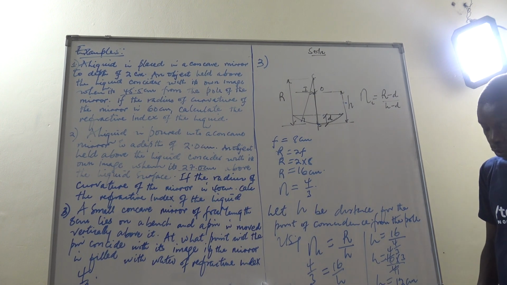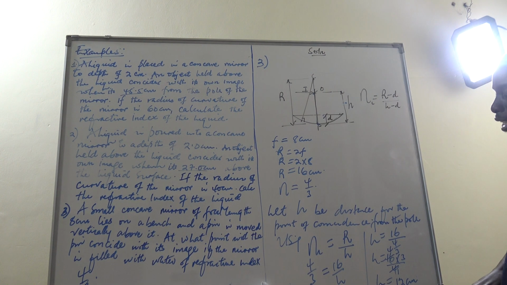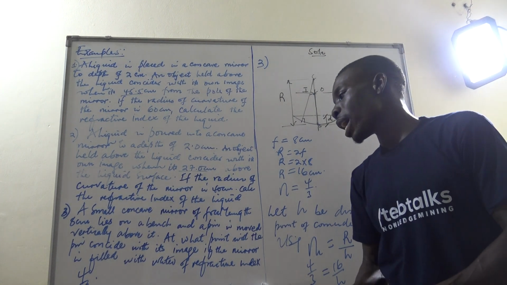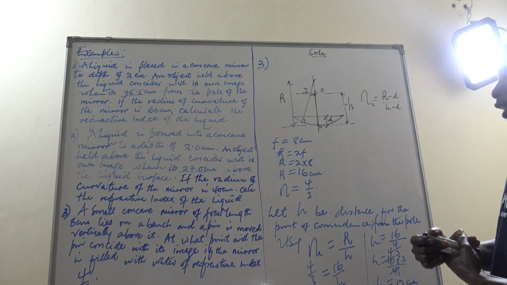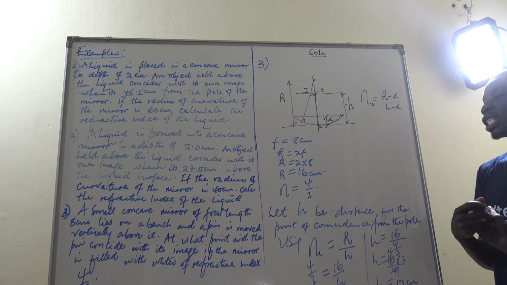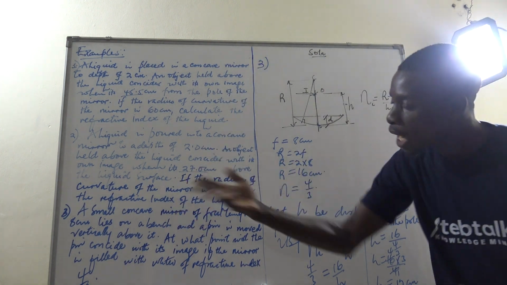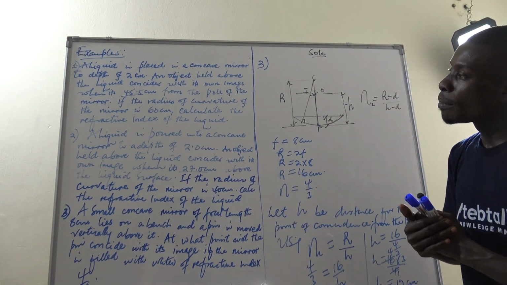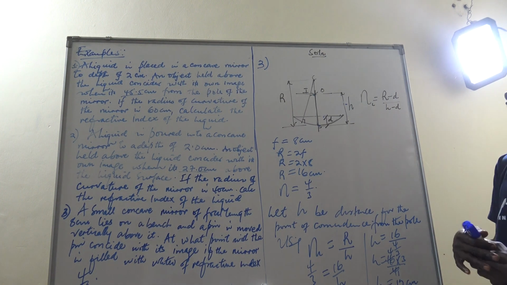And then you will now make a conclusion that therefore the height from the pole of the mirror where the image and object coincide is 12 centimeters. So that is how you can make solution to kind of problem like that.